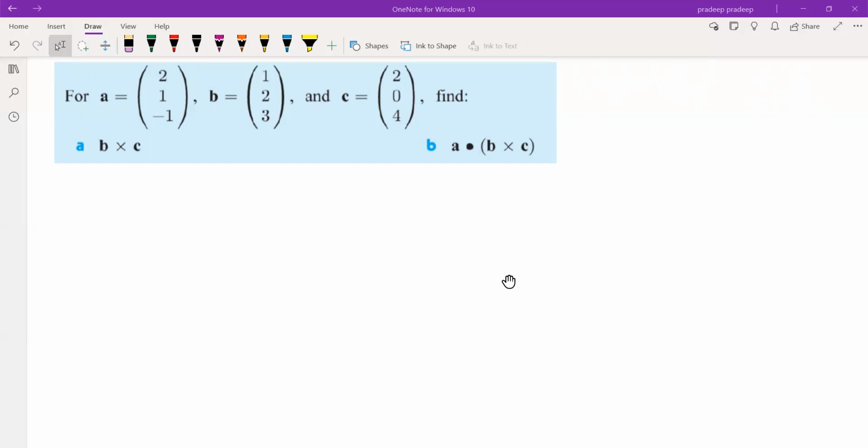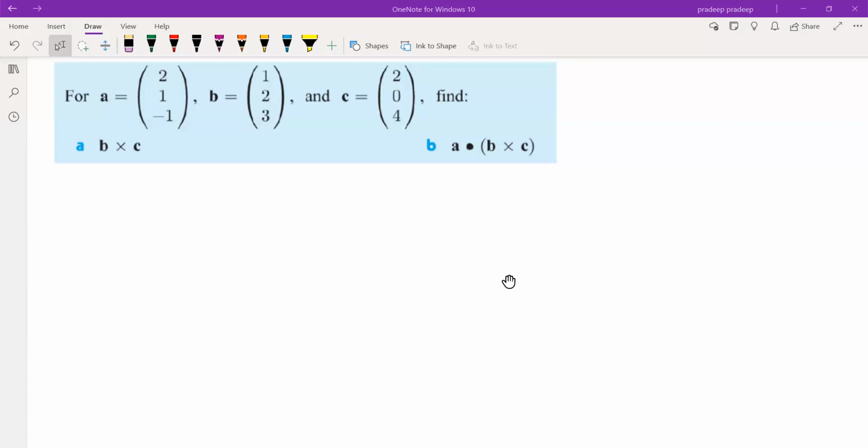Done, sir. Okay, tell me your answer. For part A, I got 8, 2, minus 4. Okay, and for part B, 16, 2, and 4, so 22. Oh, we need to add that as well. Yes, that is the dot product. Okay, sir. Okay, good. So someone has the correct answer.